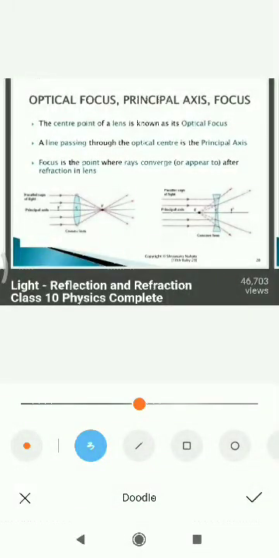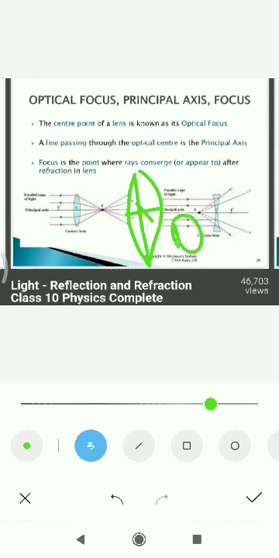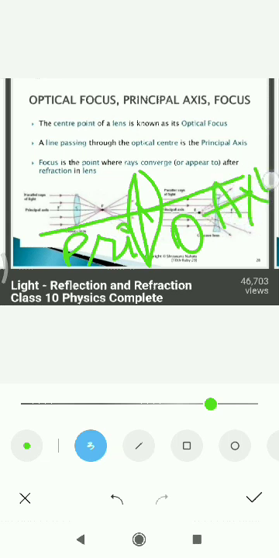Optical center, principal axis and focus. The center point of the lens is the optical center. So this is the lens. The center point O is the optical center. The line passing through the optical center is the principal axis. This is the principal axis. It passes through the optical center.